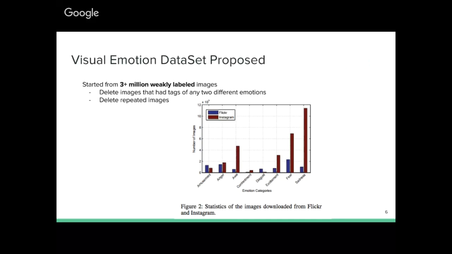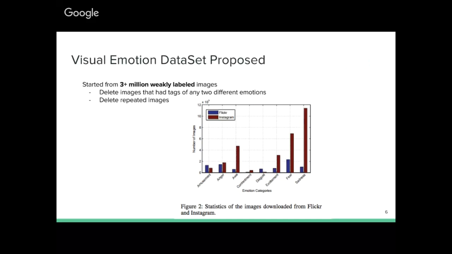They started from 3 million images that they downloaded from Flickr and Instagram, and they call it a weakly labeled dataset because they base the labeling on the query tags that they look for. So they look for happy, and they download those images, really relying on what people say about the image. That's why they call it weakly labeled. They clean the raw dataset by removing the images that have more than 2 of the emotion tags they were looking for, and also removing the ones that were repeated.